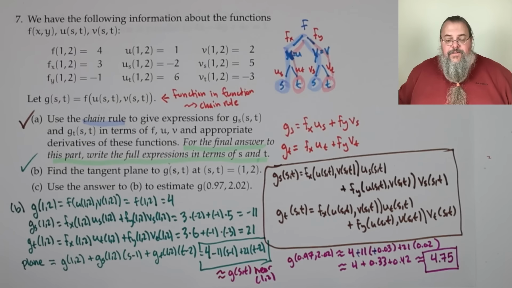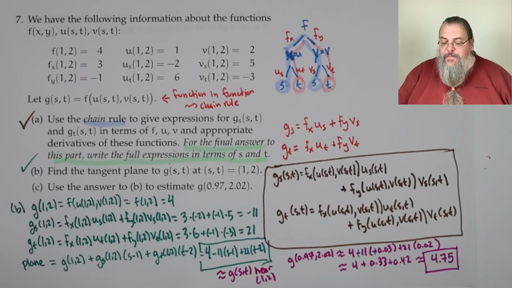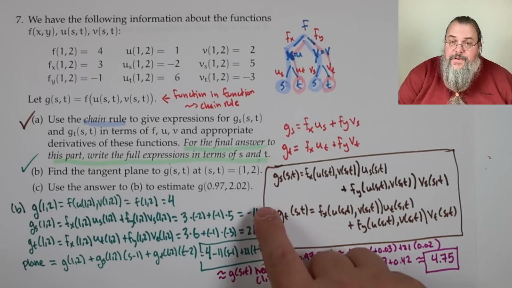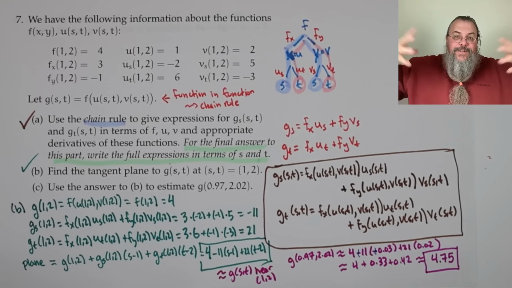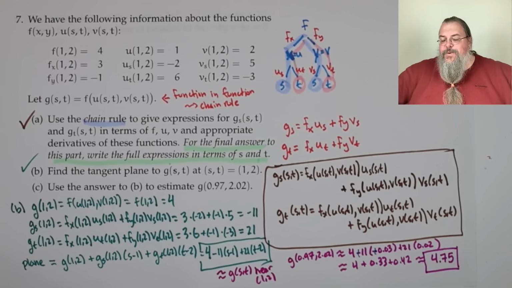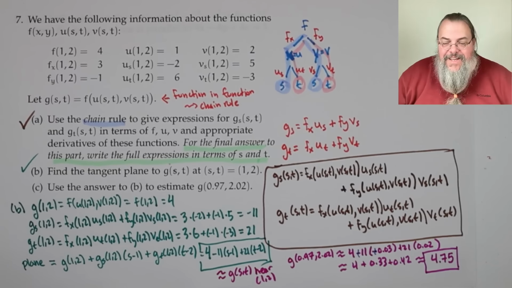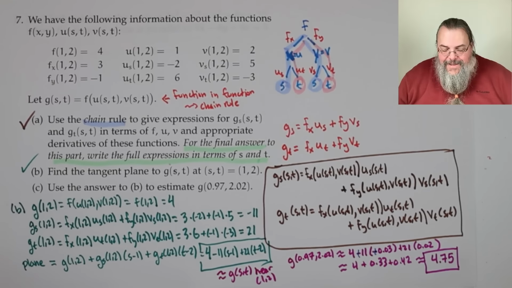So our estimate, what is the value of the function at 0.97, 2.02? It's about 4.075. Now you might say, gosh, that's kind of big, but keep in mind, look at these derivatives here. They're not trivial, right? They're substantial. And so we actually have a very steep, in some sense, tangent plane. So it's not an unreasonable answer.